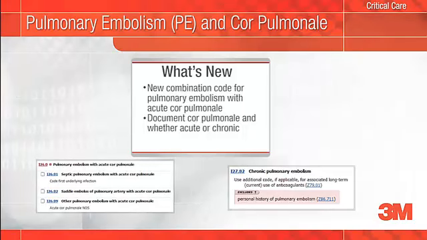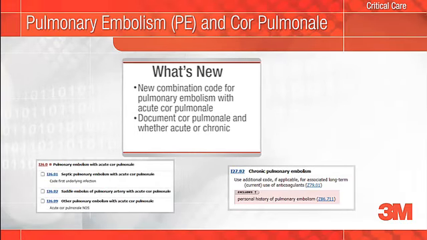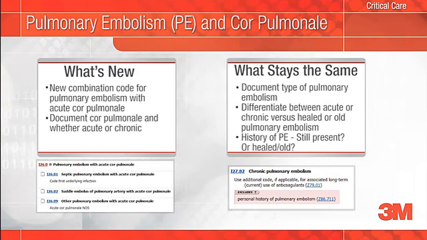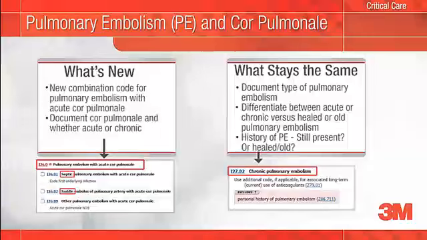ICD-10 has a new combination code to capture the patient who has a pulmonary embolism with acute cor pulmonale. The takeaway here is the documentation of cor pulmonale and whether it is acute or chronic. What stays the same is that you still need to document the type of pulmonary embolism, such as septic or saddle, and whether the pulmonary embolism is acute, chronic, or healed or old.